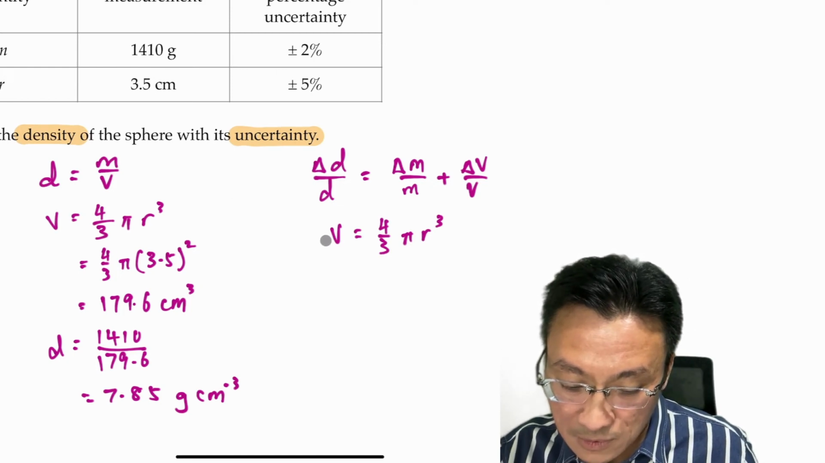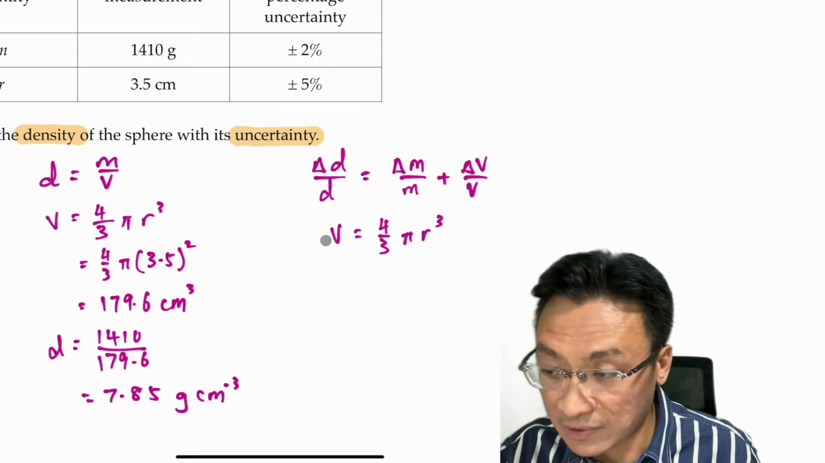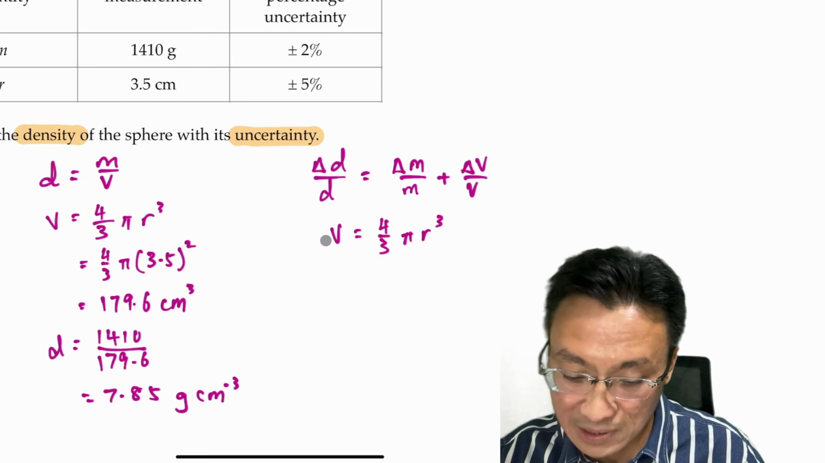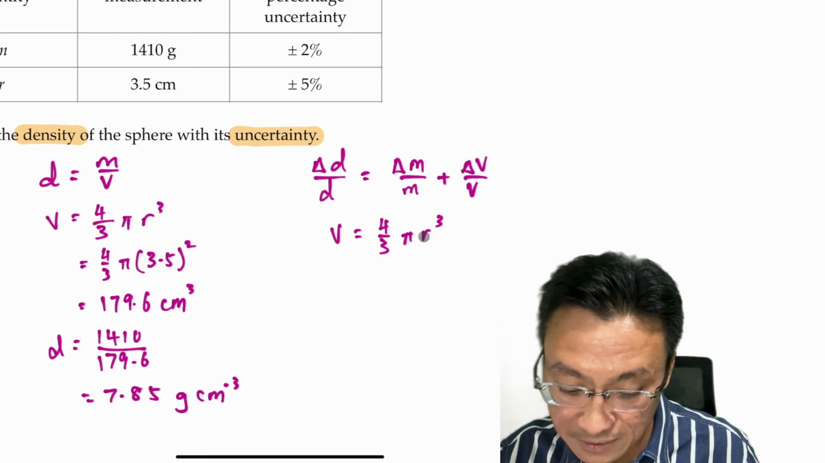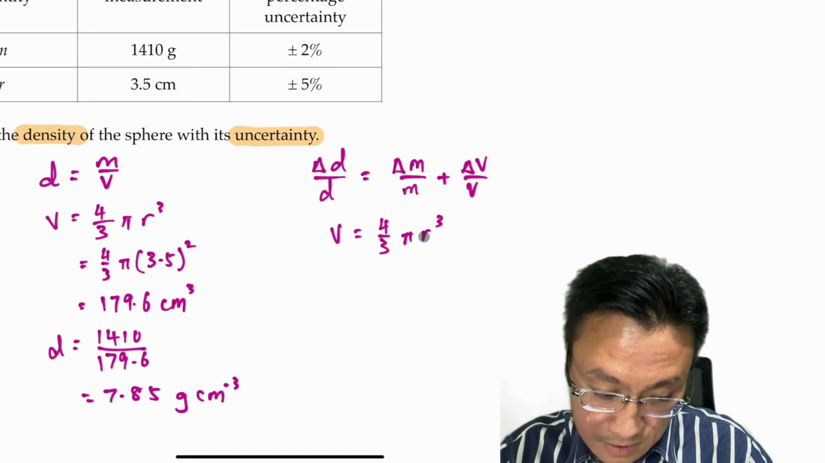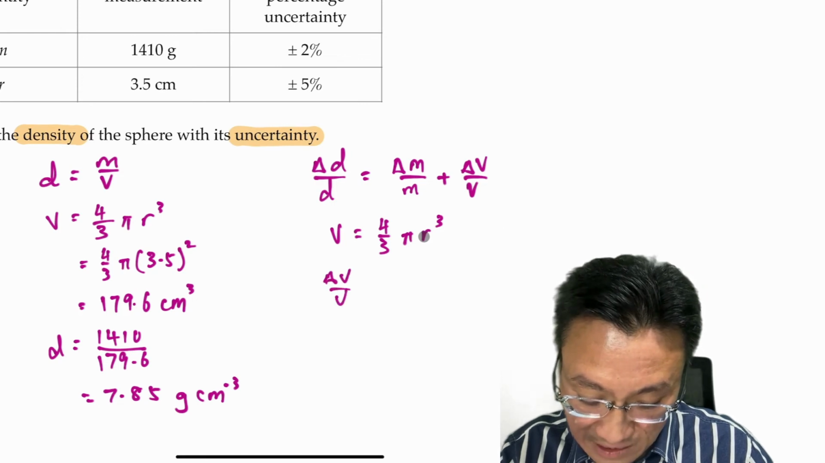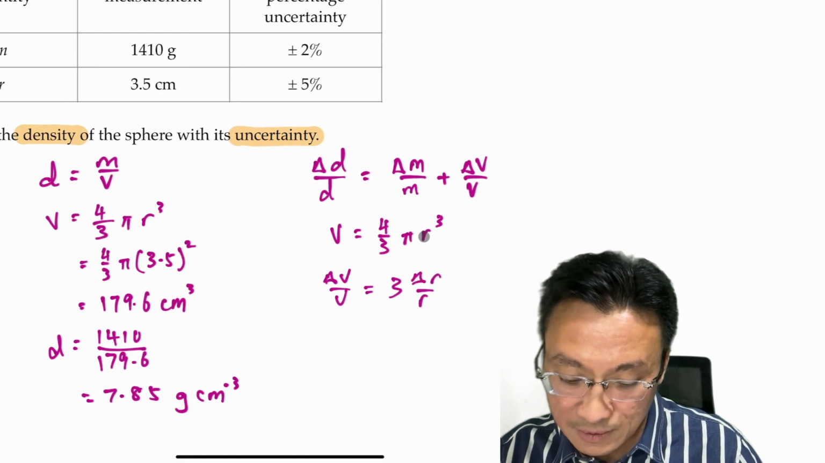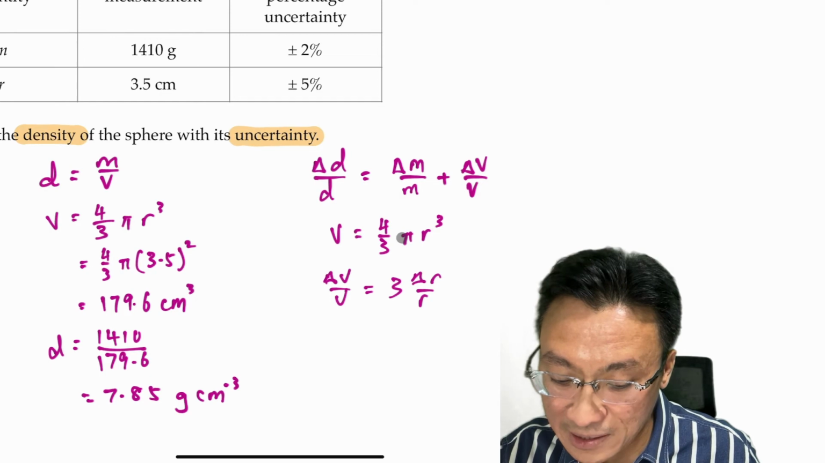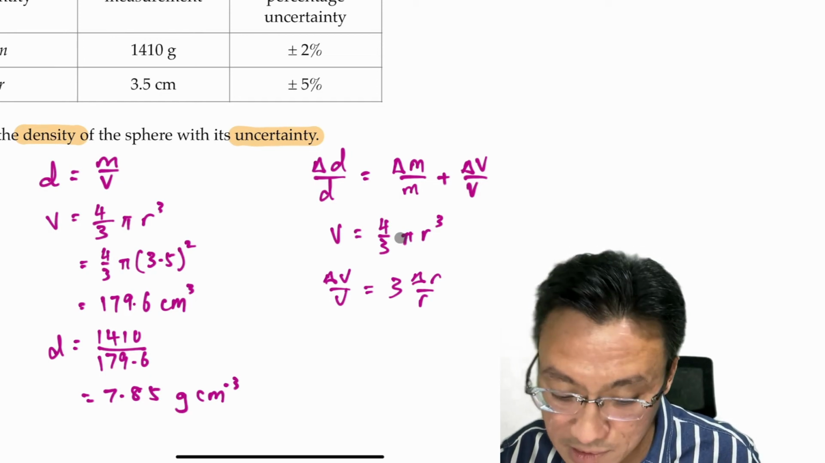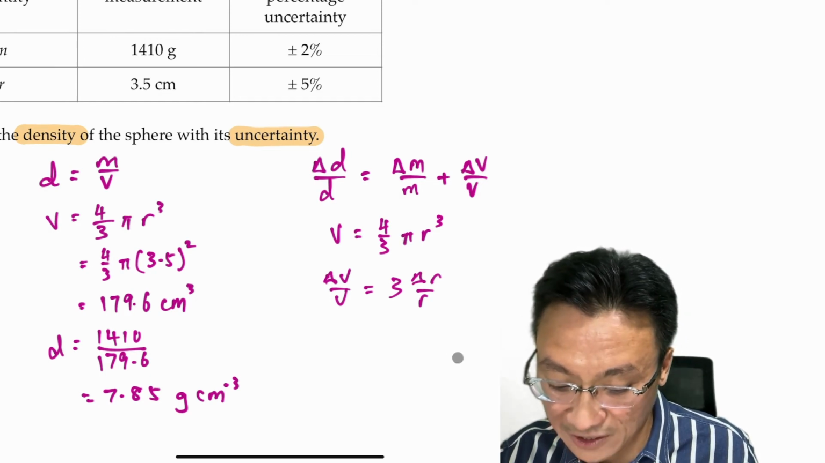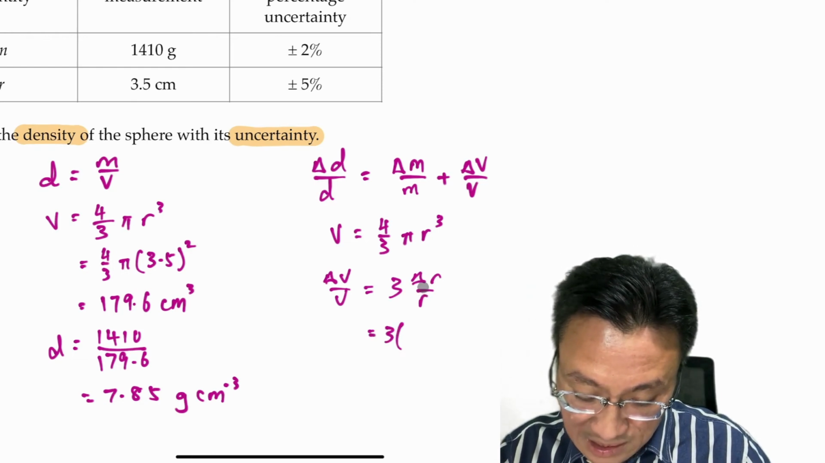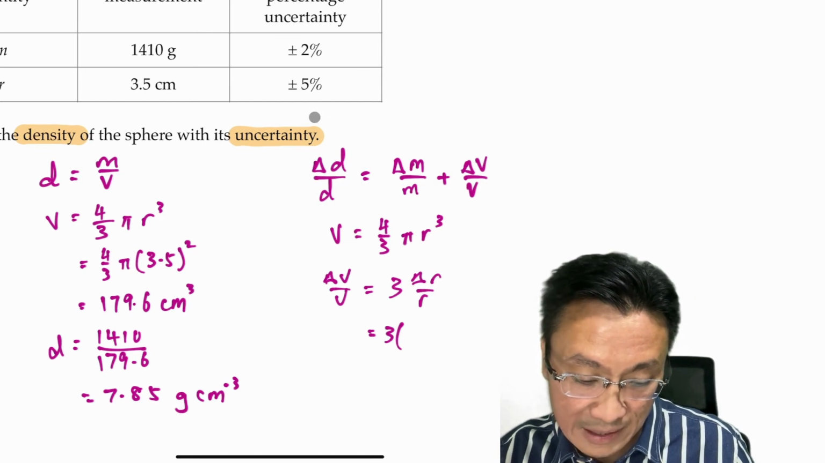So I could make use of one of the rules of fractional uncertainty to calculate a relationship between the fractional uncertainty of V and R. So delta V over V is equal to 3 delta R over R. All right, because 4 over 3 times pi are just numerical factors and they do not affect the fractional uncertainty. So with that, I could just substitute my delta R over R as 5%.